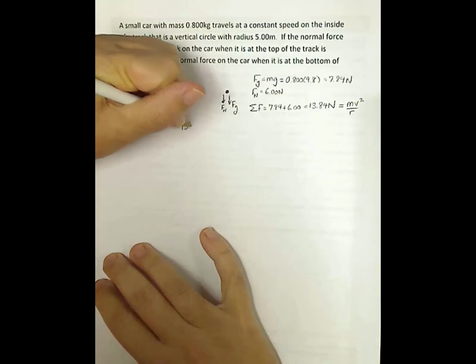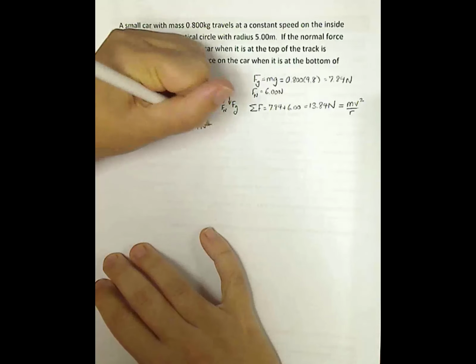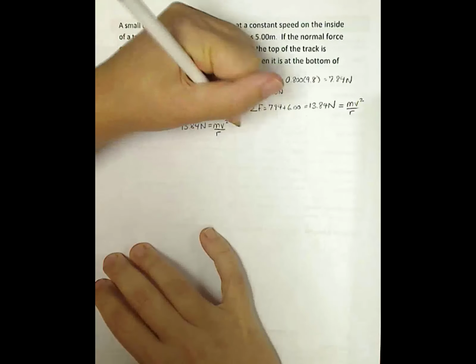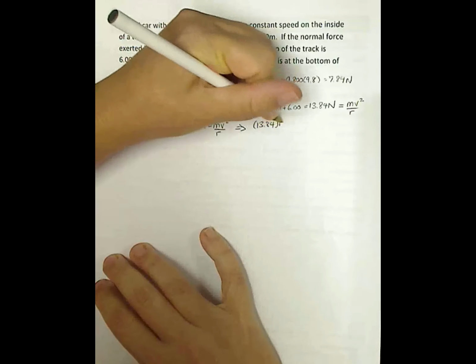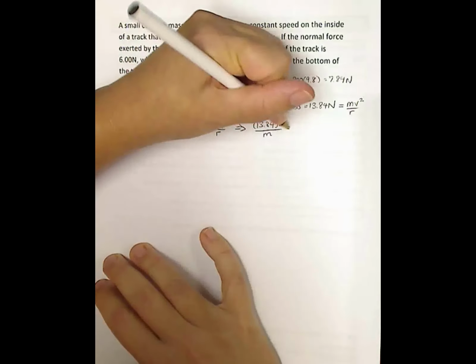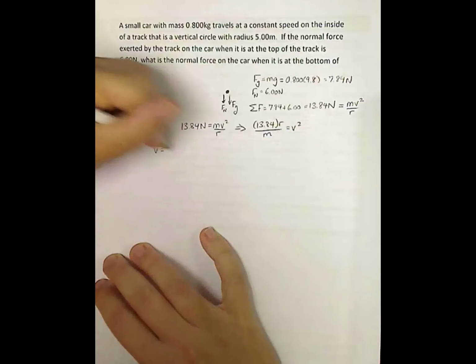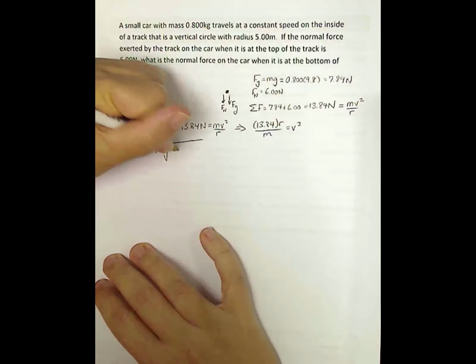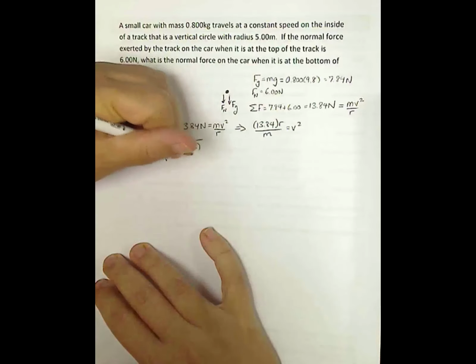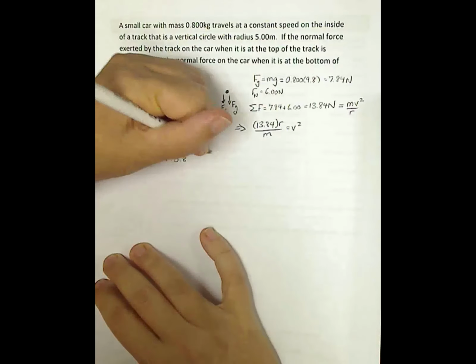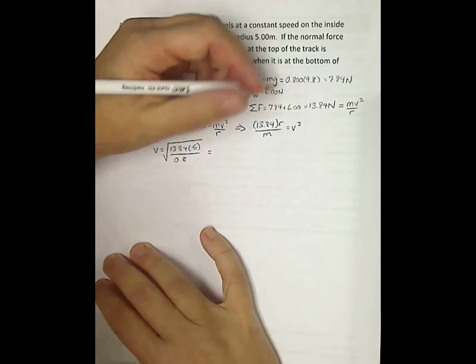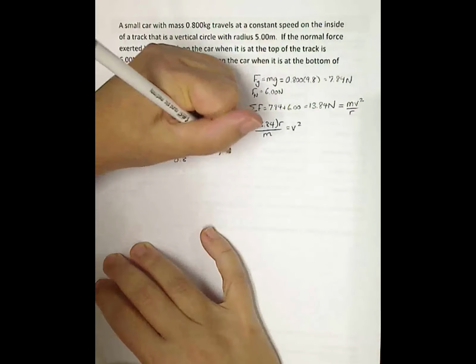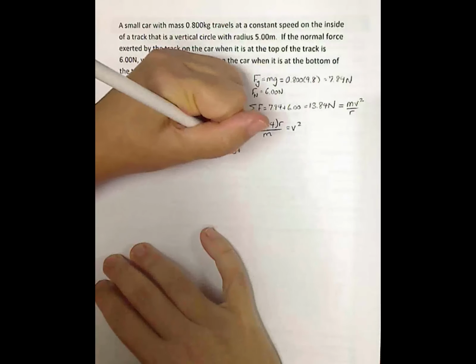Alright, so I've got 13.84 newtons is equal to mv squared over r. I want to solve for v. So rearrange it. I've got 13.84 times r divided by m is equal to v squared. So my speed is equal to the square root of 13.84 times the radius, which is 5, divided by the mass, which is 0.8. So I'll put that in the calculator. 13.84 times 5 divided by 0.8 equals, and the square root, I get my speed is 9.30 meters per second.